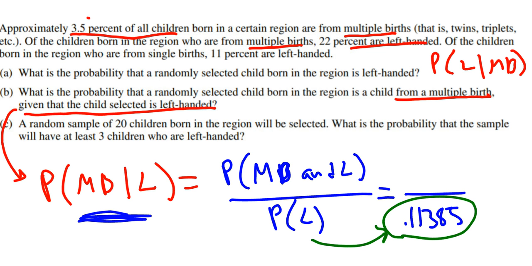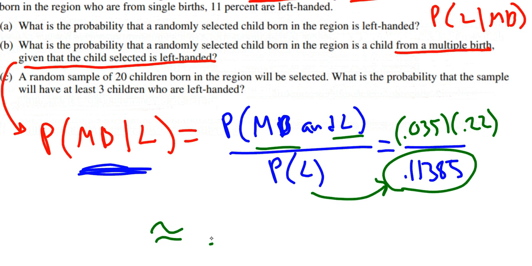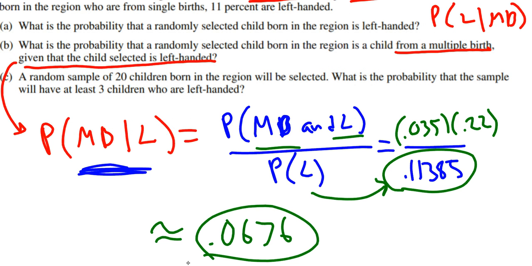The probability of being from a multiple birth and being left-handed is 0.035 times 0.22. Let's erase that, make it clear. Sorry about that. So all we're going to do now is multiply and divide. If we take the time to do that, we end up getting about 0.0676, something like that.